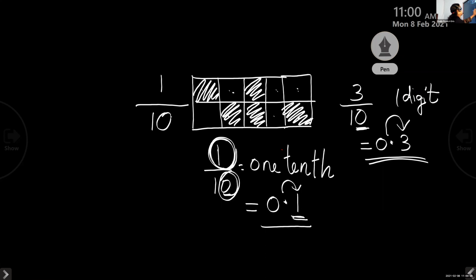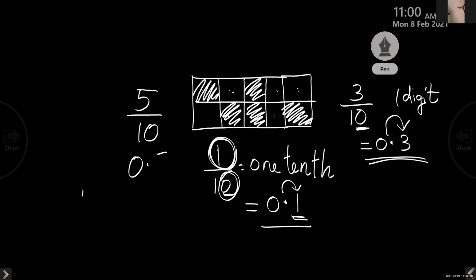Now if I take two more, what is this fraction? 5 by 10. How will I write this as a decimal? 0.5. So children, all of you please listen. Here, all are with the denominator 10. If the denominator is 10, we have one 0 in the denominator, so after the decimal point also we have one digit.